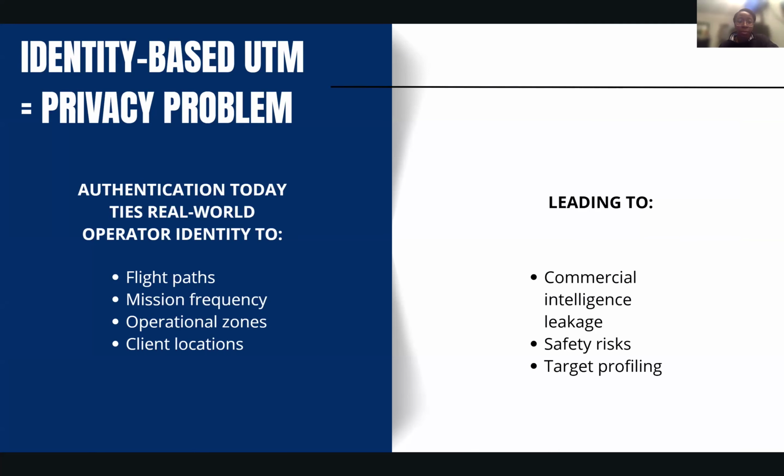Identity-based UTM ties the real-world operator to a detailed picture of their activity, their flight paths, how often they fly, which regions they operate in, and where their clients or assets are located. Once that's all tied to a name or organization, we get some serious consequences. Commercial intelligence leakage, such as competitors can infer who your clients are and how you operate. There are safety risks, like attackers can spot patterns in high-value or sensitive missions. And lastly, target profiling. So both operators and clients can effectively be mapped and tracked over time.